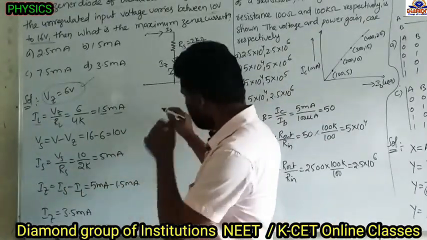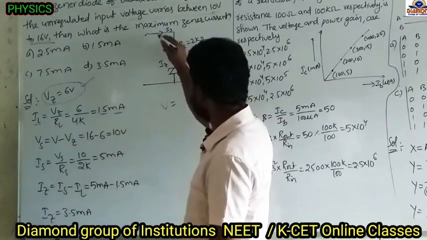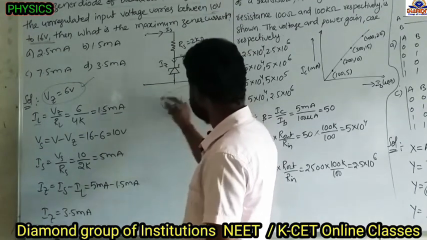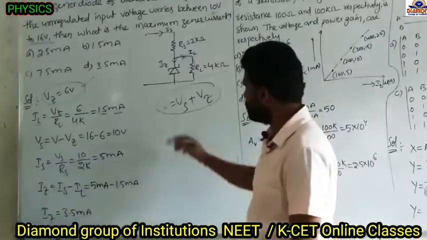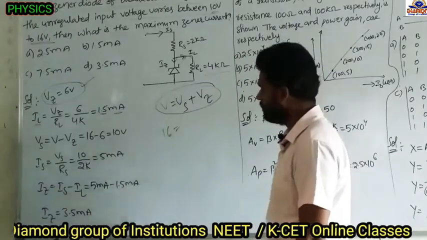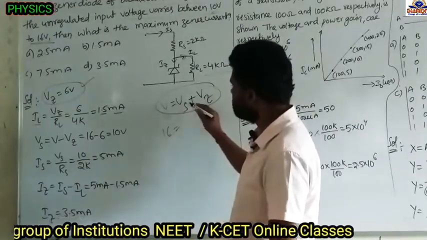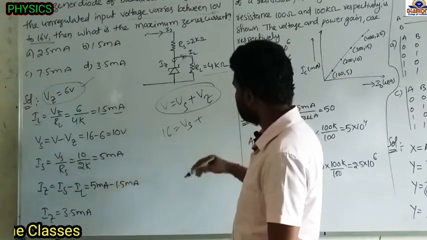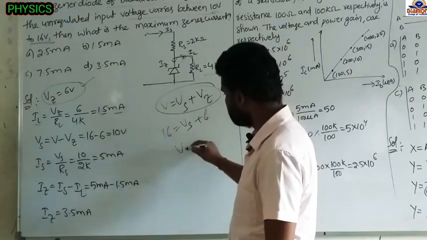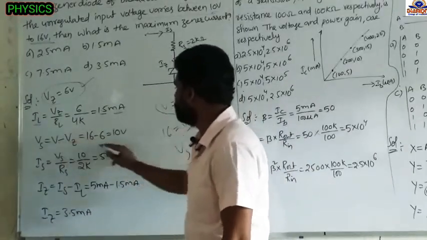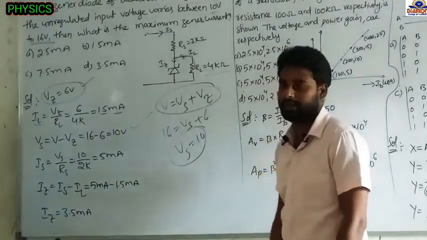So here the input equals the voltage drop across the series resistance plus the voltage drop across the Zener. Now the input voltage equals how much? 16. To get the maximum Zener diode current, the input voltage should be maximum, 16, and we have to find the voltage drop across the series resistor. The voltage drop across the Zener is 6 volt. So the voltage drop across the series resistor is 10 volt.